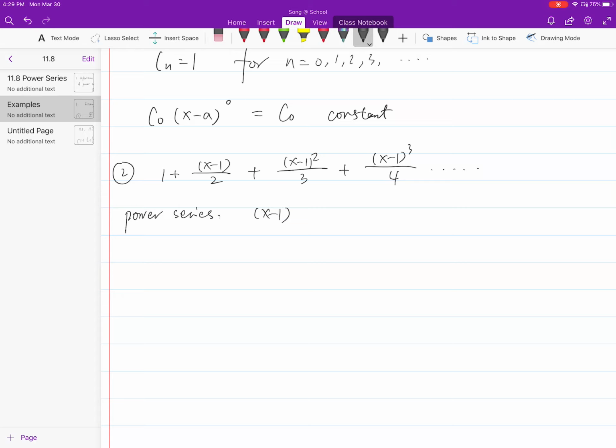So this is what we have. That's the power part. Then in this case, our a equals 1. The center is x equal to 1. Okay.